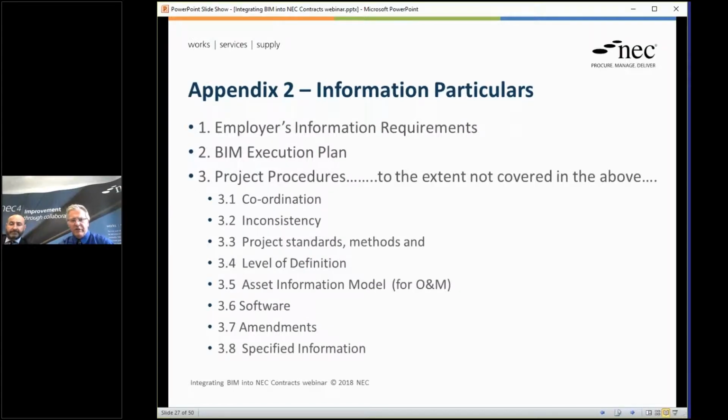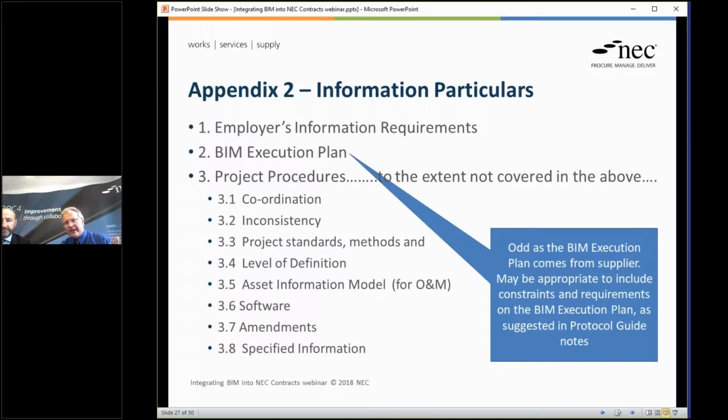Appendix 2 is the protocol's information particulars. Three things. Firstly, information requirements, employer's information requirements. Secondly, the BIM execution plan, which is where we've said, and we'll say again, we think that is the constraints, requirements of the BIM execution plan rather than the plan itself. And then the protocol gives us another list of other things that you ought to have covered if you haven't already got them in your information requirements. So it's just like a checklist, really. Some sort of list of contents for that document, things to consider, which is very useful.